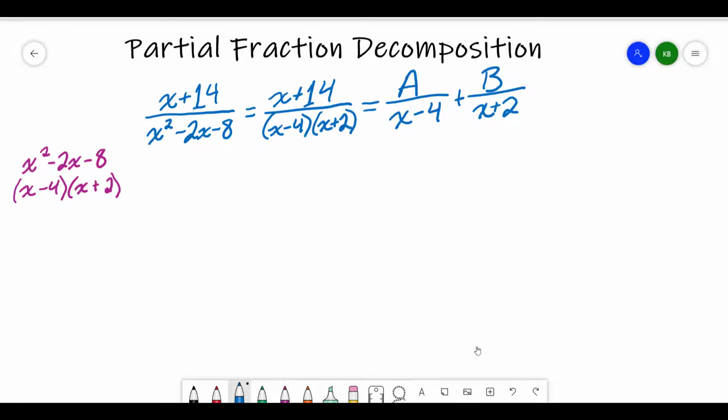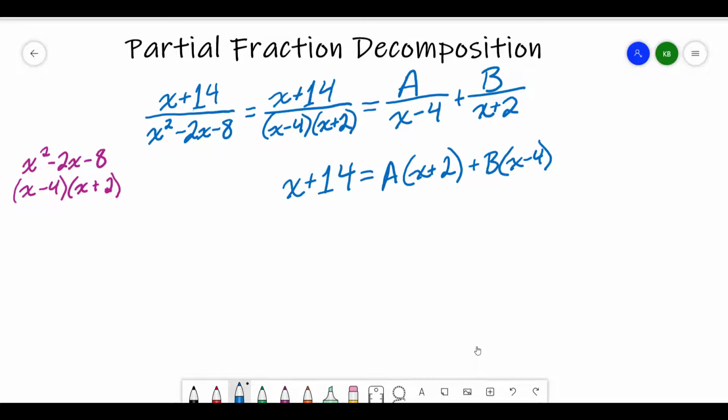Multiplying the left side by x minus 4 times x plus 2, I'm left with x plus 14, just my numerator. Multiplying the right side by x minus 4 times x plus 2, the x minus 4 cancels out in the A term, so I'm left with A times x plus 2, plus, on the B term, the x plus 2 canceled out, so I'm left with B times x minus 4.